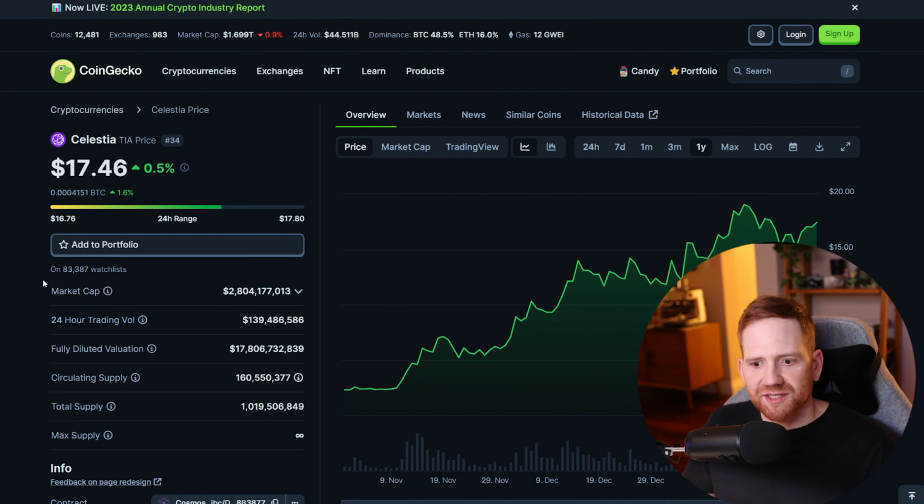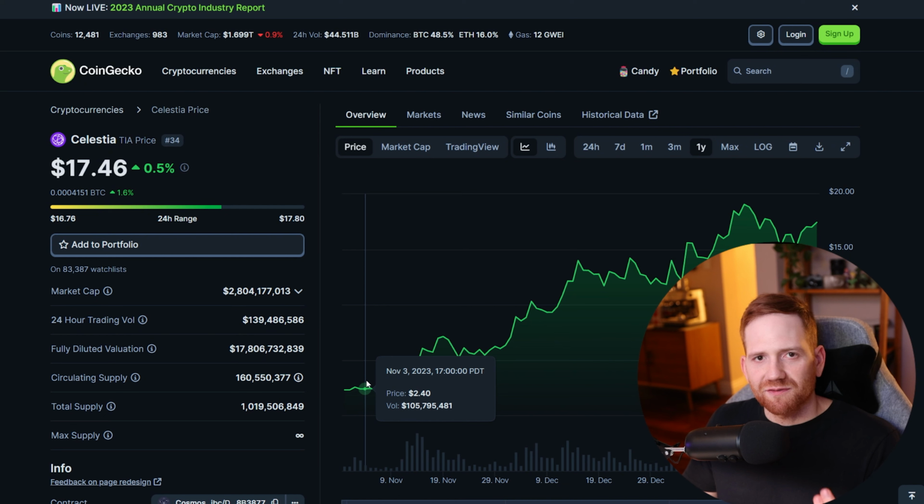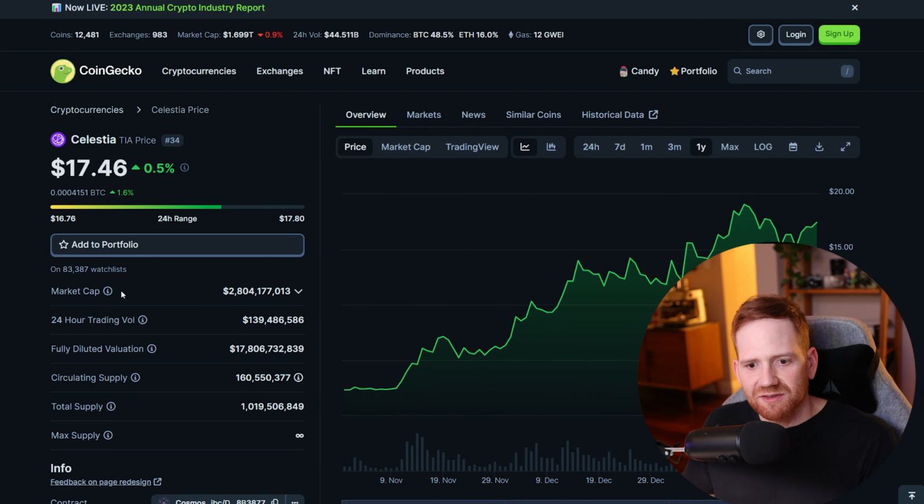If we look at Celestia, we can see it launched at around $2.40, and it's almost done a full 10x in the past few months, trading around $17, which brings it to about a $2.8 billion market cap. I'm confident that Celestia will continue to outperform in 2024, and I could easily see this becoming a $20 billion project.